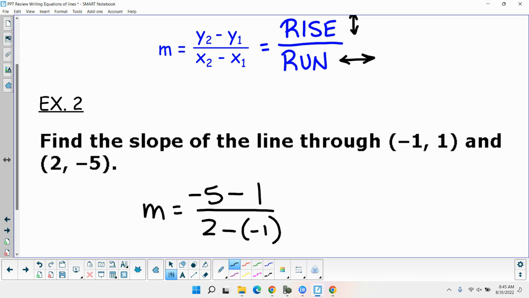Okay? And then I just do the math. What's negative 5 minus 1? And what's 2 minus negative 1? 3. Adding. Reduce it. What's that equal? Negative 2. If you want to leave it as a fraction, you can put it over 1. If you got to graph it. Okay? So that's the slope of the line that goes through those 2 points.